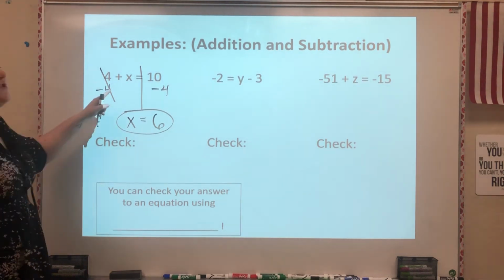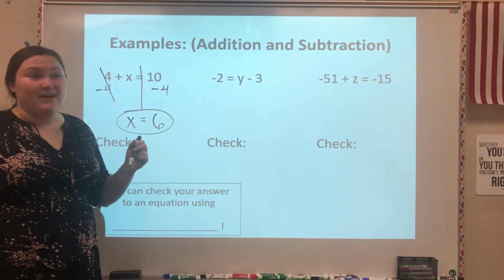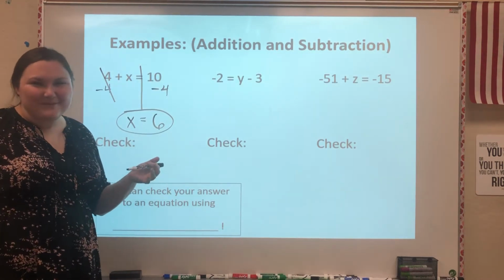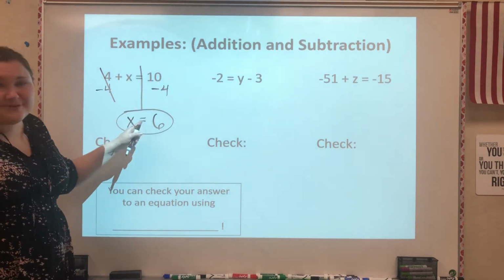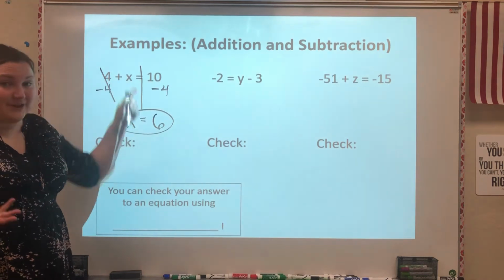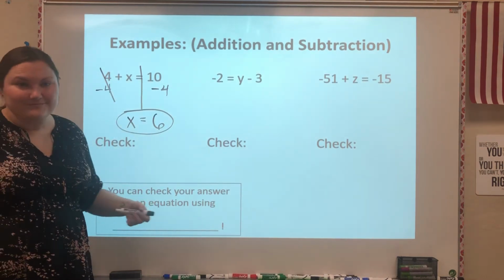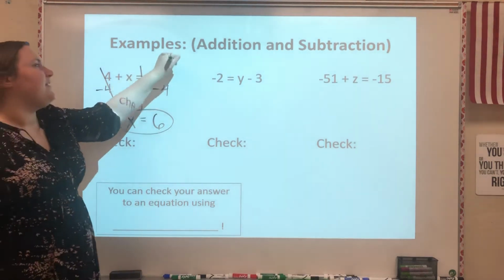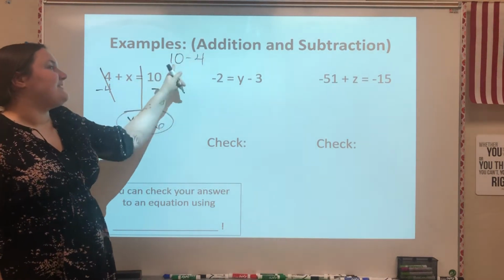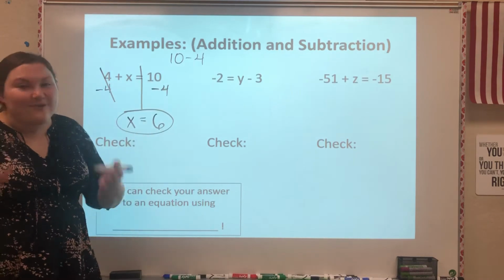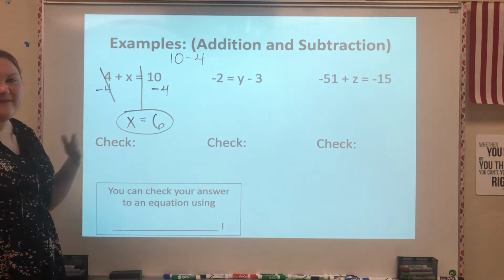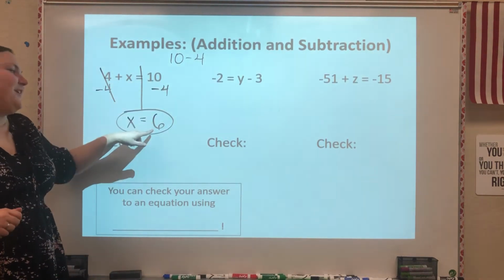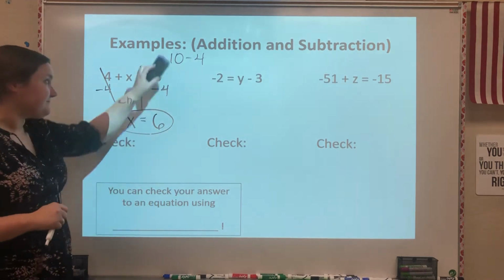Now, when it comes to writing your work, depending on where and when you learned this, your work might be a little different. Not everyone draws a line there. If it helps you, I encourage you to draw it. If it doesn't help you, don't worry about it. Sometimes instead of writing the minus 4 here, people will write it after the 10. If you like doing that, go for it. The idea is the same though. Everyone should be doing 10 minus 4 to get their answer.